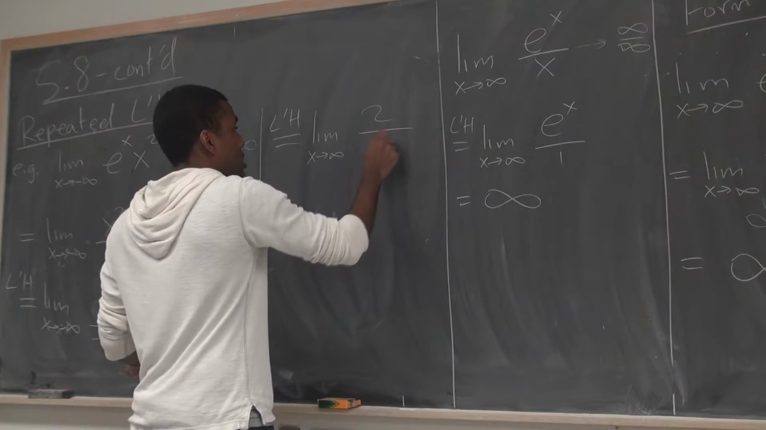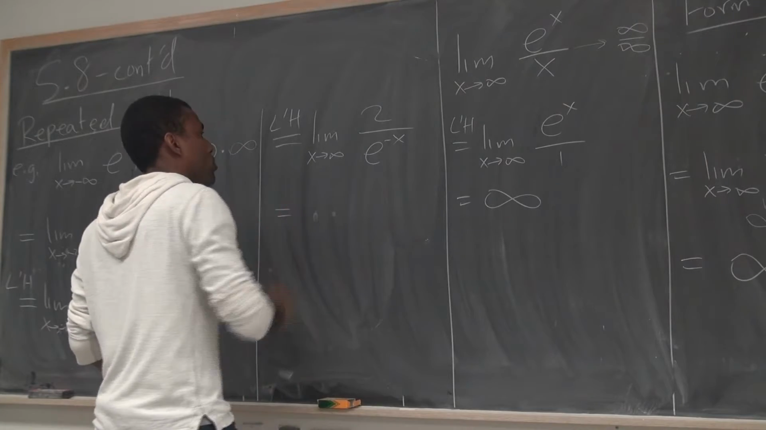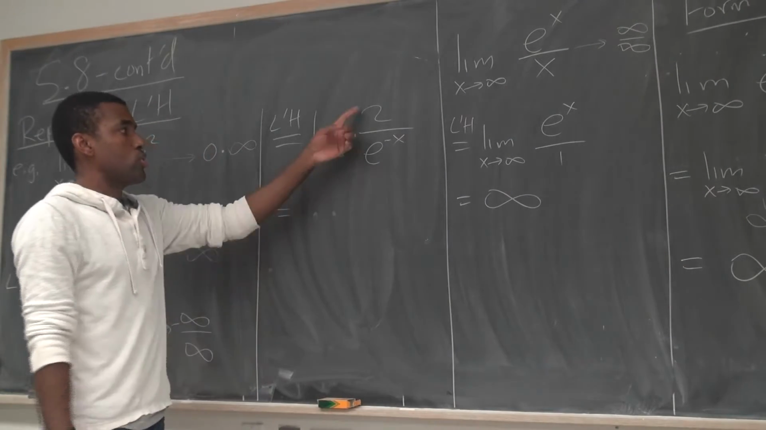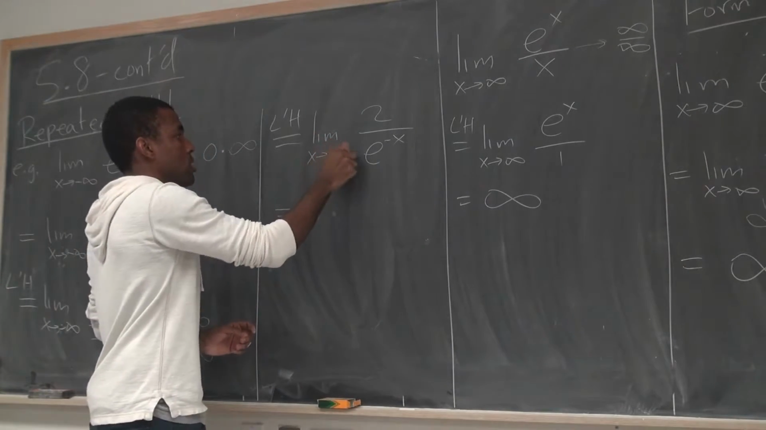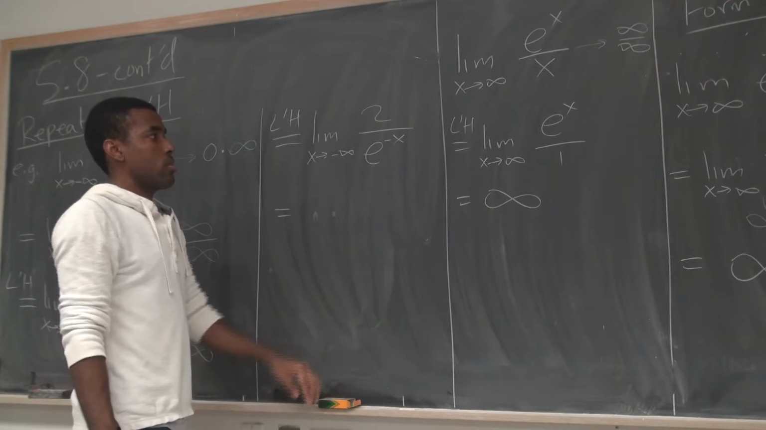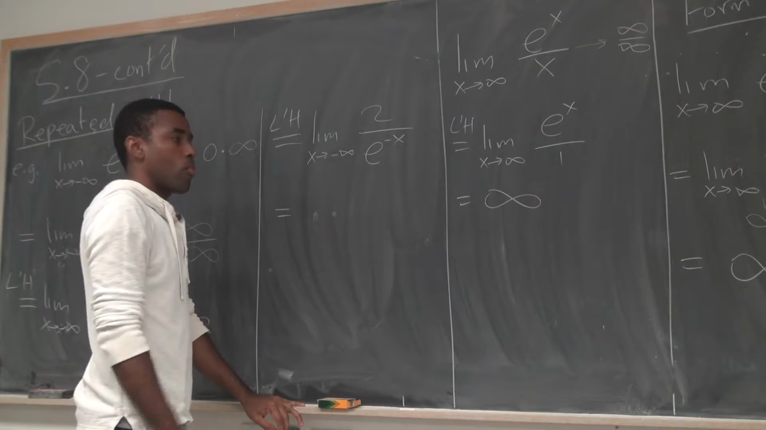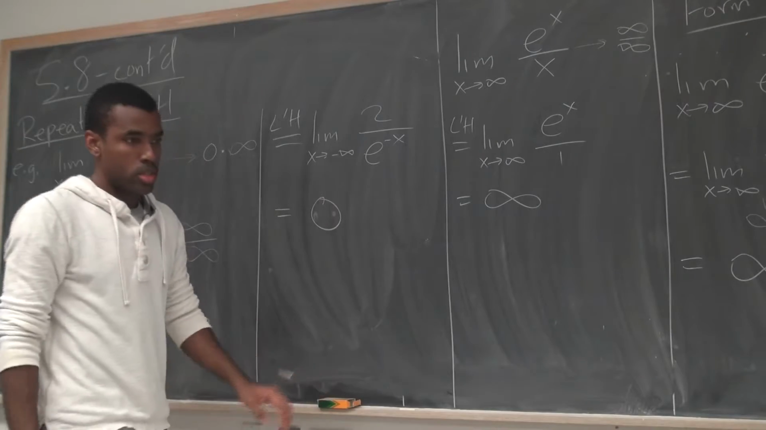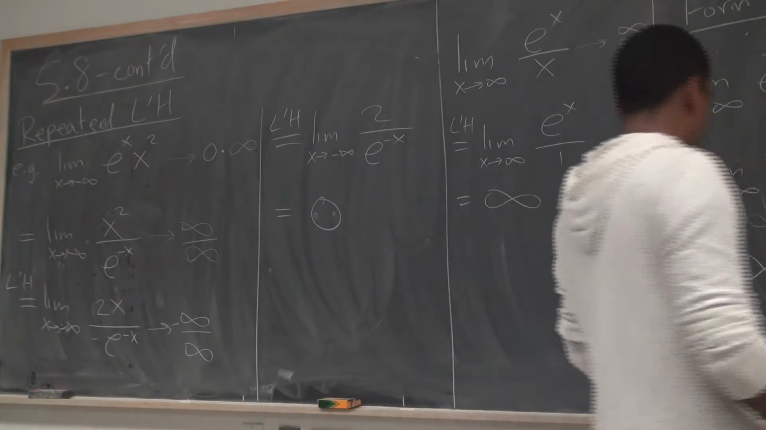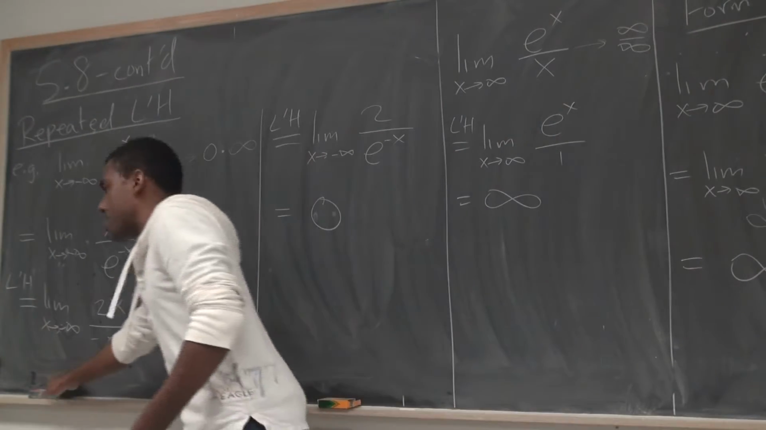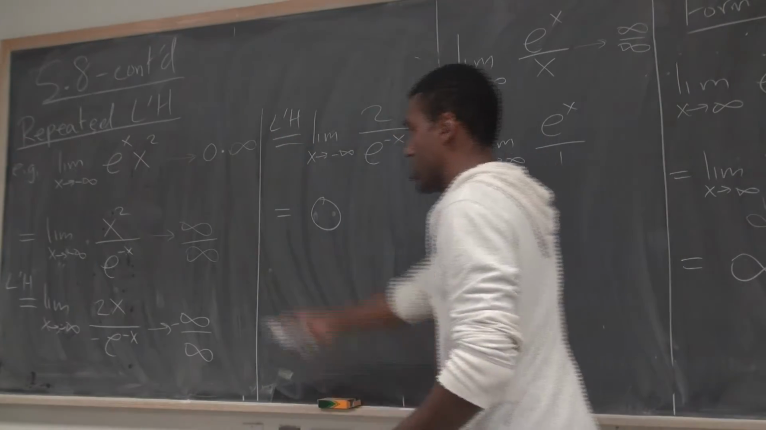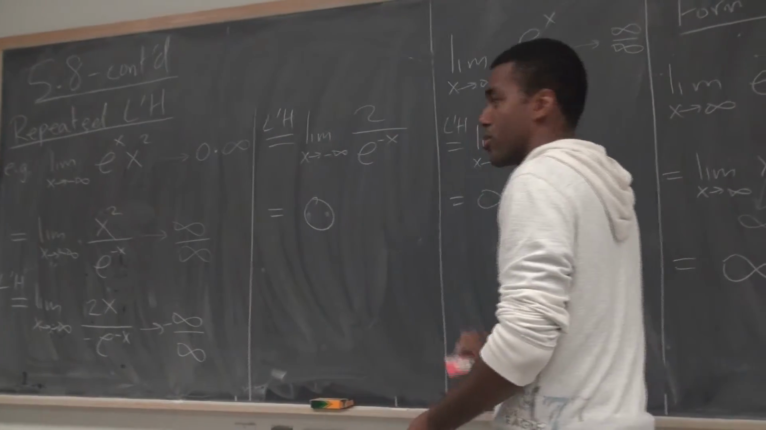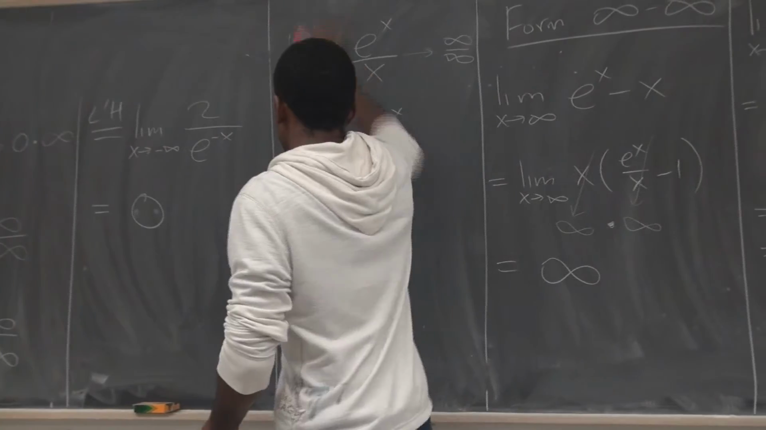So now I differentiate the top, I get 2. Differentiate the bottom, I get e to the minus x. So this is 2 over, this is a negative infinity. So now this is 2 over, which is? So that limit is 0. Okay. So don't be scared, you can actually apply L'Hopital's more than once. As long as you have infinity over infinity or 0 over 0, you keep applying it, right?